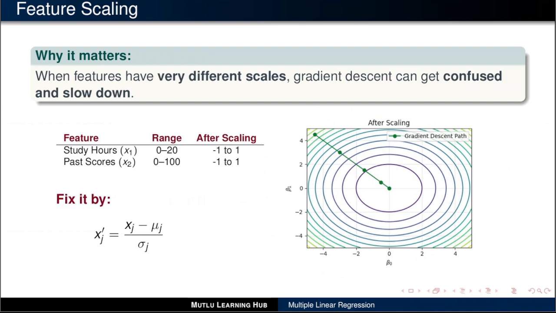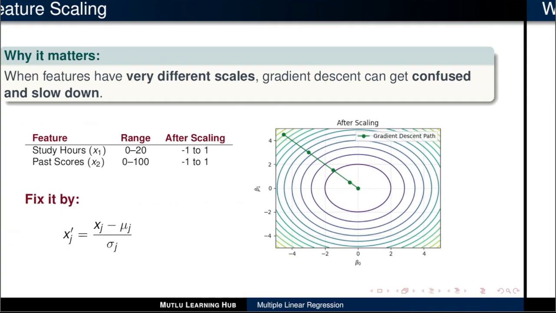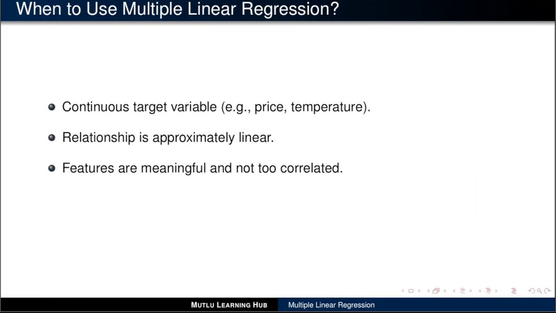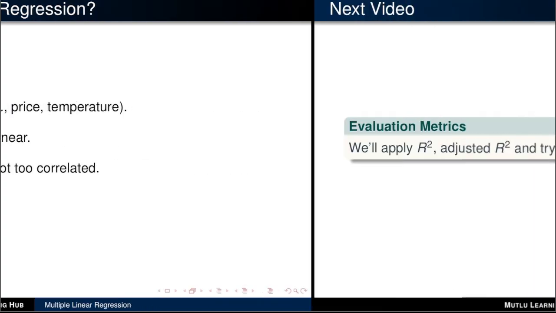So before training any model, always check your feature scales. This simple step can save a lot of time and frustration. So when should you use multiple linear regression? It's perfect when your target variable is continuous, the relationships are roughly linear, and your features are not too correlated. It's a solid baseline model, simple, interpretable, and surprisingly powerful for many practical problems.